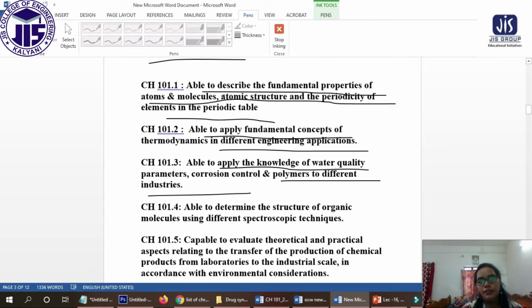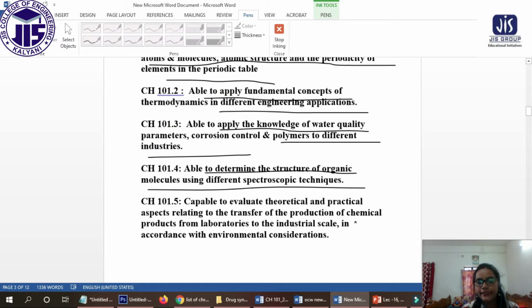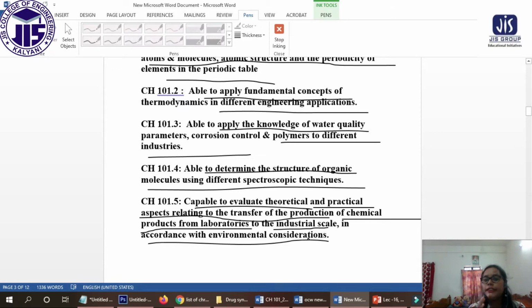And you can determine the structure of organic molecules using different spectroscopic techniques, and also you are capable to evaluate theoretical and practical aspects relating to the transfer of the production of chemical products from the lab to the industrial scale in accordance with the environmental considerations. So these are some of the course outcomes that we have for our course.